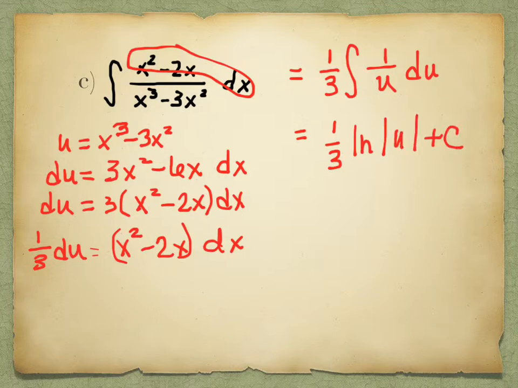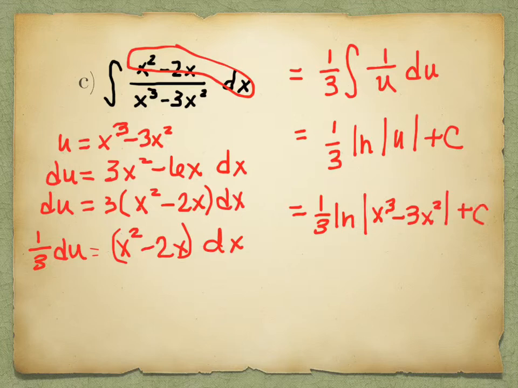Perfect. But just like on the last one, I can't stop there, right? It's going to be 1/3 natural log of what? x cubed minus 3x squared. And then plus c.